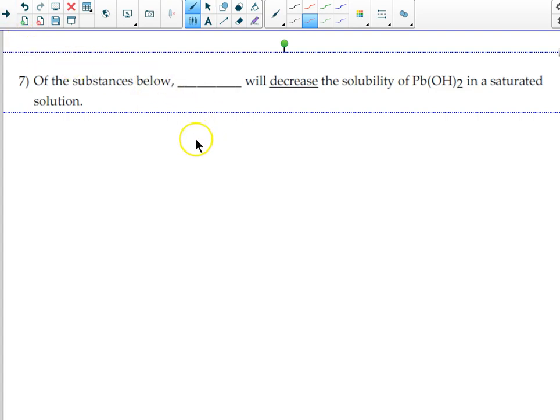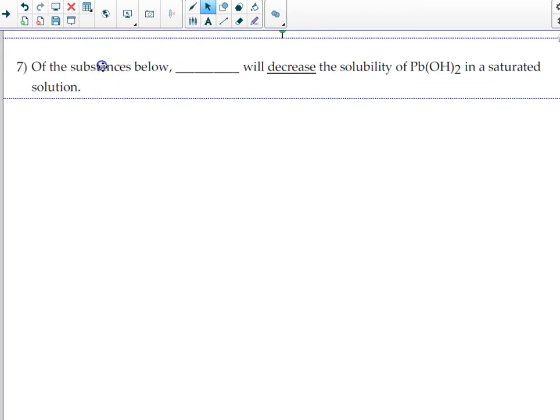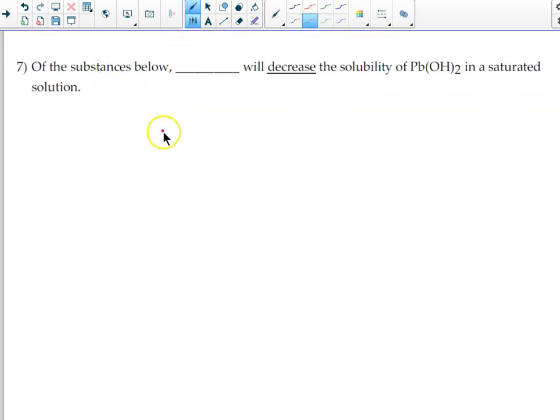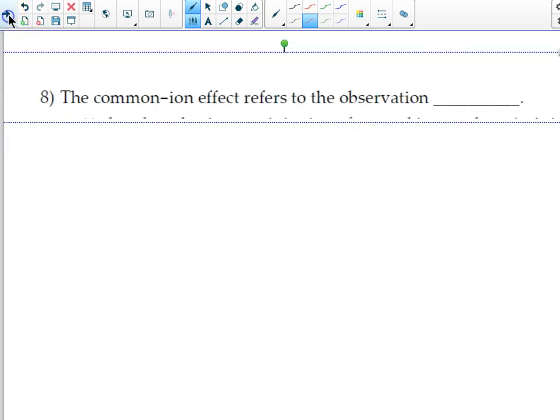All right. Of the substances below, blank will decrease the solubility of Pb(OH)2 in a saturated solution. This question is not as complicated as the last one because of the options, if I remember. It's just Le Chatelier's principle. Okay? So we're looking to make this dissolve less. We can put something in the solution that will basically force it to move to the left. Okay? So 6 is hard, 7 is medium. All the ones before, in my opinion, were easy.